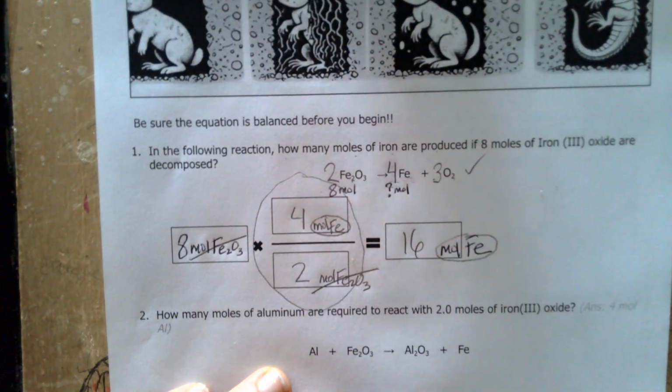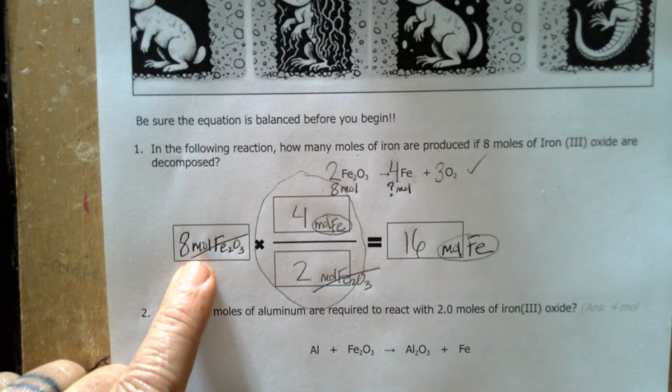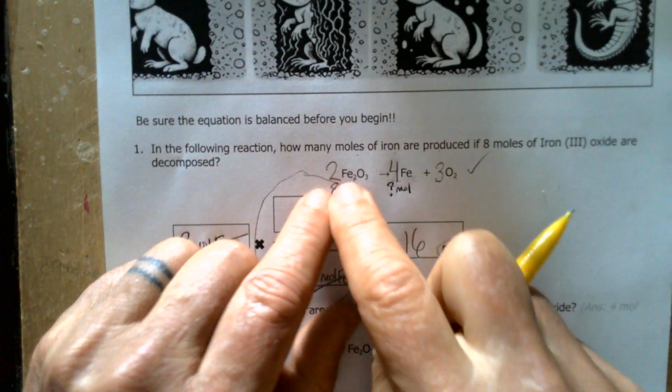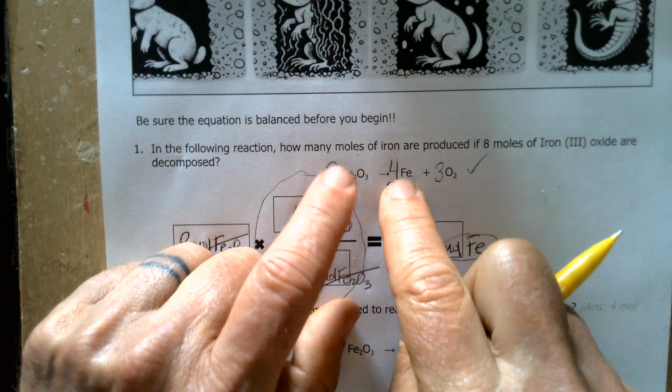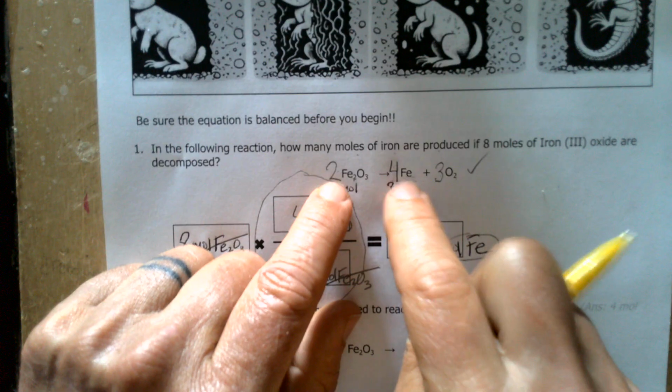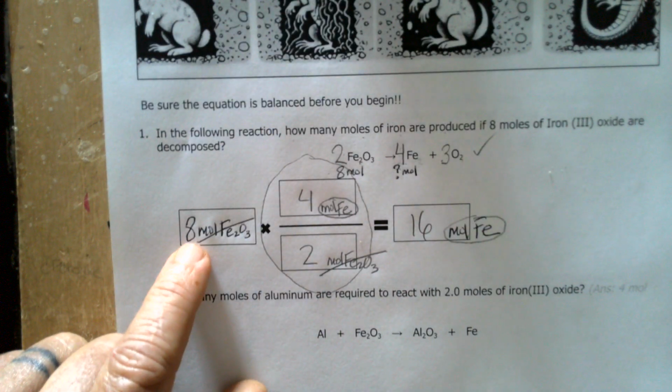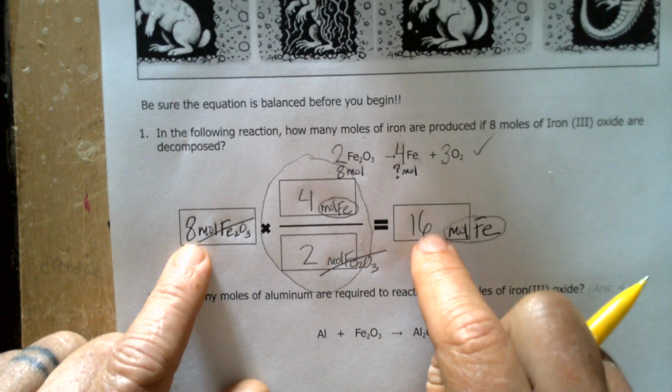So it looks like if we started with 8 moles of iron oxide, we'd end up with 16 moles of iron. Yeah? And that makes sense because it's a 2 to 4 ratio. So if I start off with 2 moles of this, I end up with 4 moles of that. If I start out with 8 moles of this, I end up with 16 moles of that.